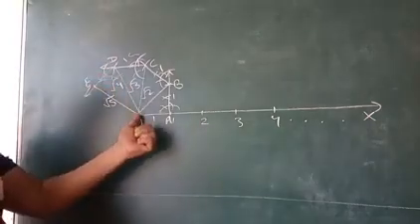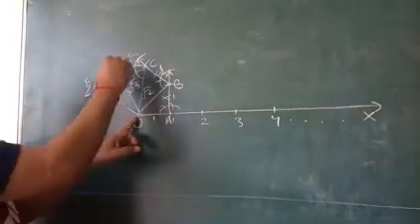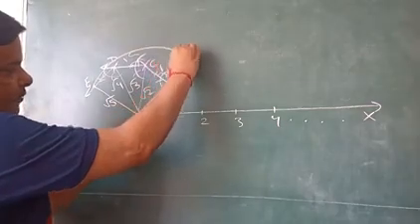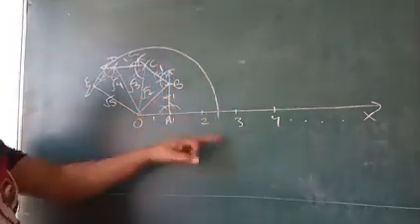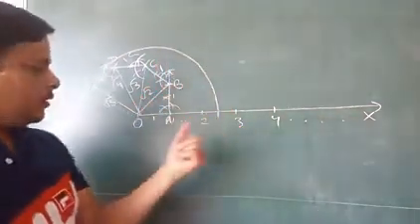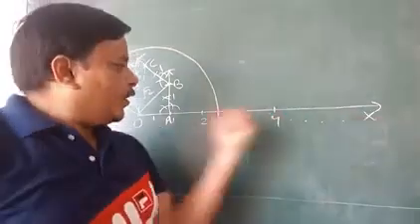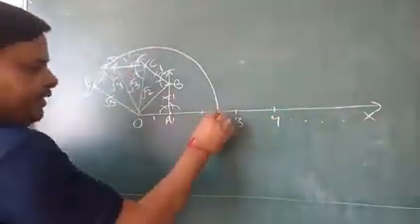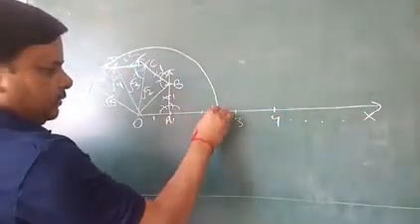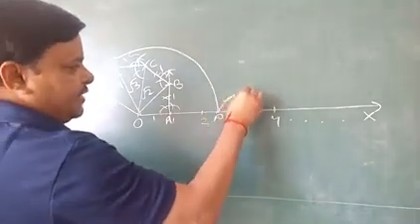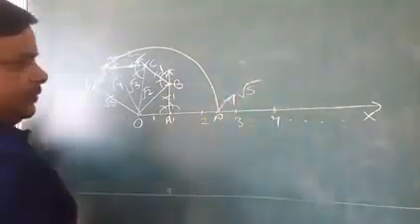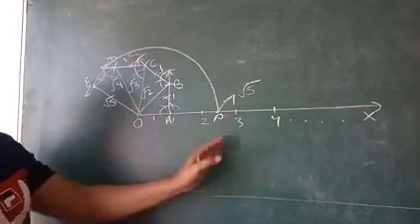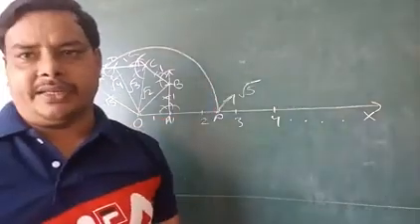Now taking O as center and of radius OE, we will draw an arc which will intersect the given ray OX at point P. Now point P is root 5. By this way we can show root 5 on the number line. It is the answer.